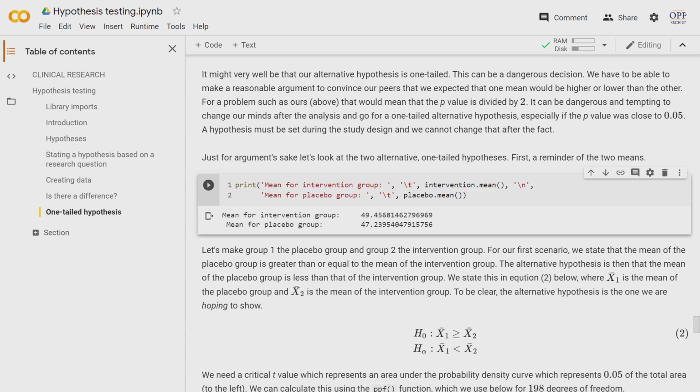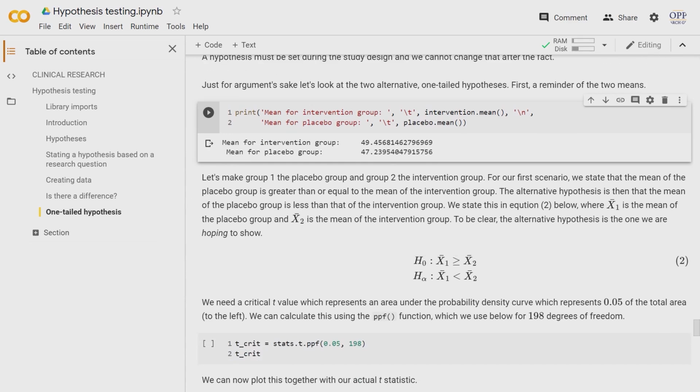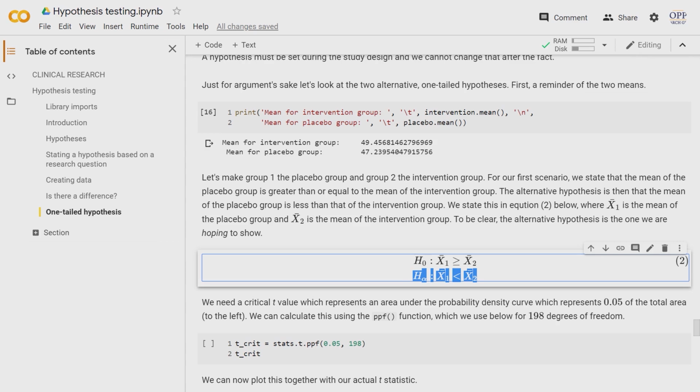And as researchers, imagine we are secretly hoping, and that's a very bad thing to say because we're not allowed to do that, but for the sake of explaining what's going on here, we very secretly hope that the mean for the placebo is going to be lower than the mean of the treatment. So you see that reflected here in equation number 2 at the bottom. That's our alternative hypothesis. What we're secretly hoping for is that the mean of the placebo must be less than the mean. But forget about that.